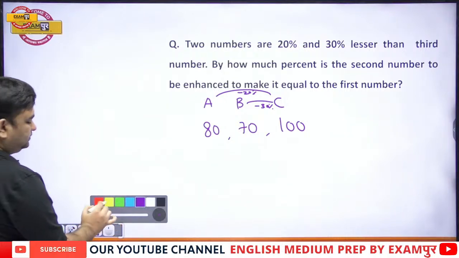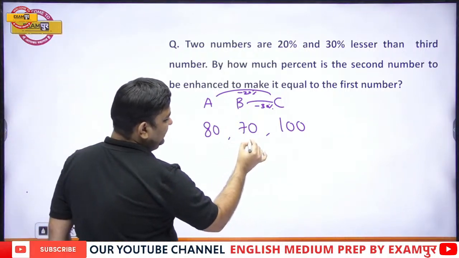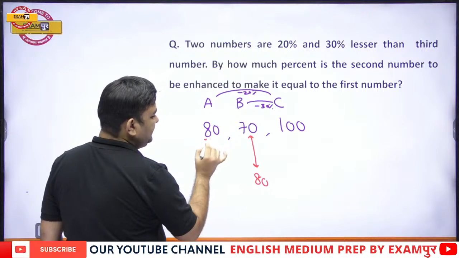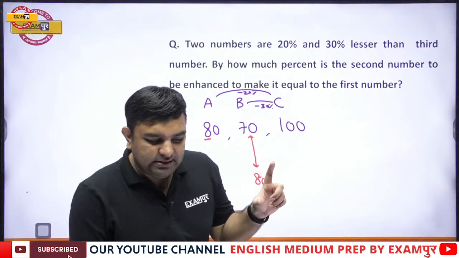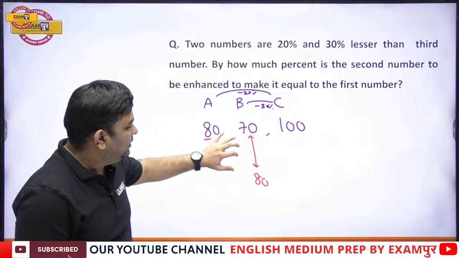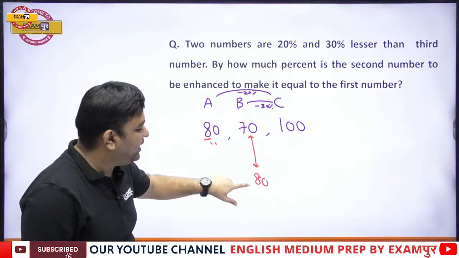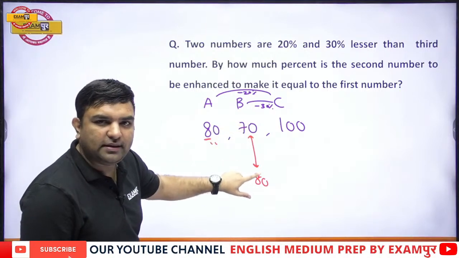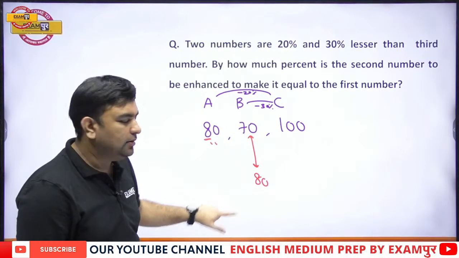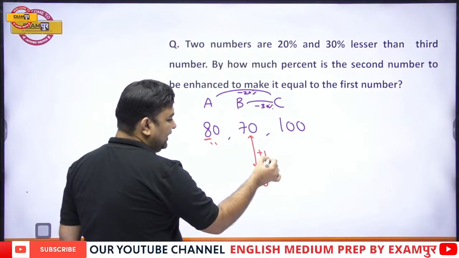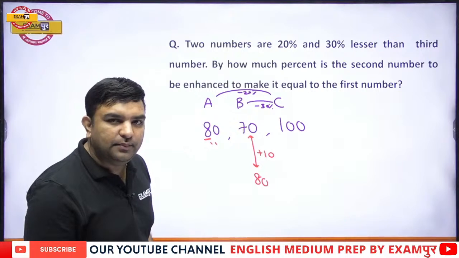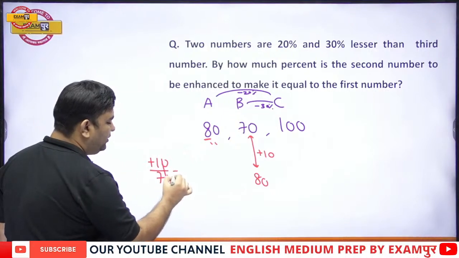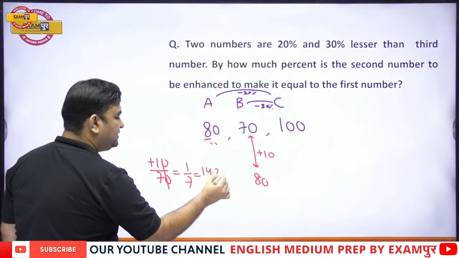What is your second number? 70. You want to make it 80 because your first number is 80. Actually, you are doing the change with the second number only. Second number was 70. You want to make it 80. So the change is happening on the second number only. From 70 to 80, can I say there is an increment of 10 in the second number? 10 over 70 is 1 by 7. And 1 by 7 is 14.28%.